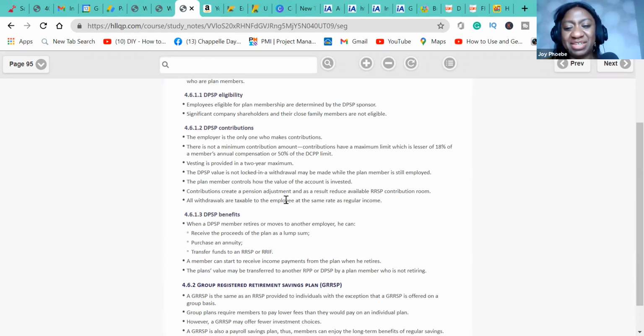Contribution creates pension adjustment and as a result reduces available RRSP contributions. Okay, so if your company makes lots of profit and they happen to distribute lots of money to everybody, that would automatically reduce your RRSP contribution. All withdrawals are taxable to the employee at the same rate as regular income.